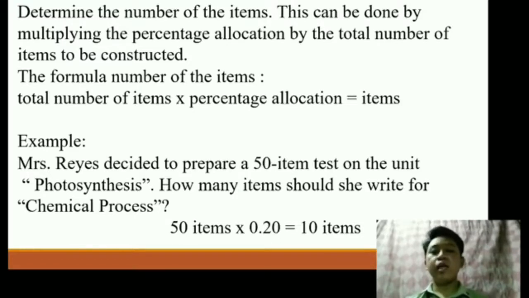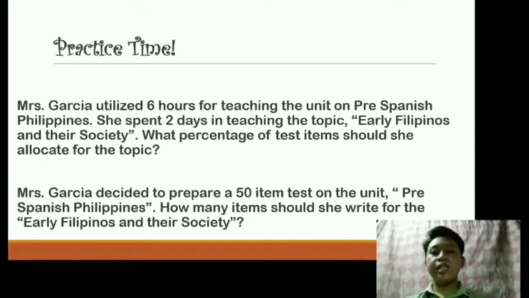Kaya meron akong inihandang activity para sa inyo. You will answer this activity by typing your answer. I will give you 1 minute for this activity. Pagkatapos, magtatawag ako kung sino ang sasagot.